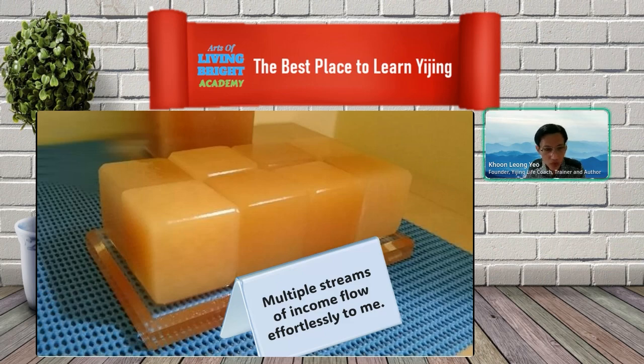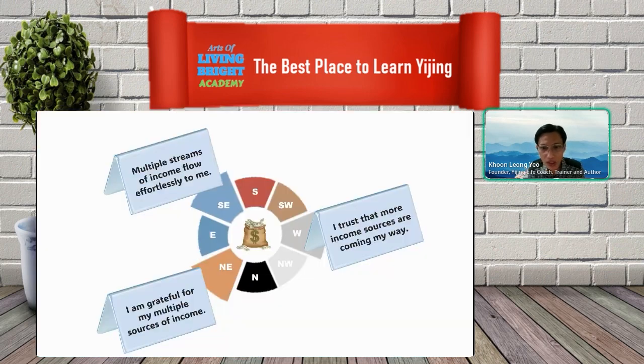Okay, so if you're unsure about what to write, don't worry. I've prepared these 3 quotes for you. Feel free to swipe and use them as they are. For example, the first one could be multiple streams of income flow effortlessly to me. You can put it at southeast. The second one, I trust that more income sources are coming my way. You can put that at the west. And the third one is I'm grateful for my multiple sources of income. You can put it at northeast.